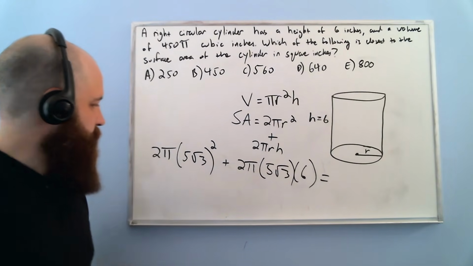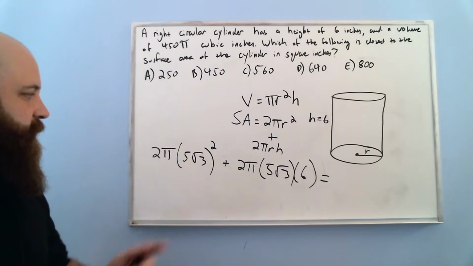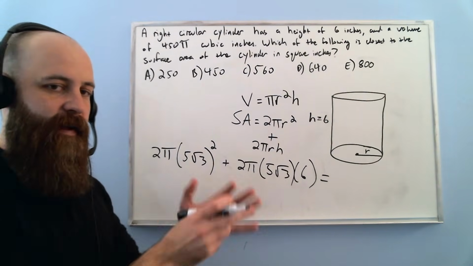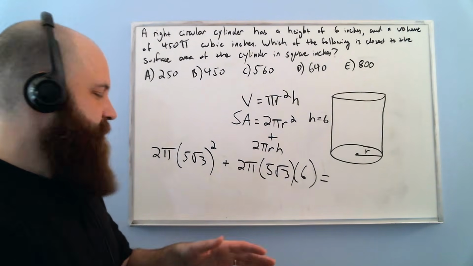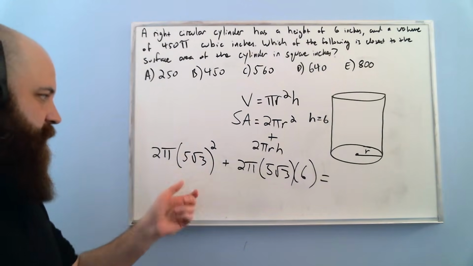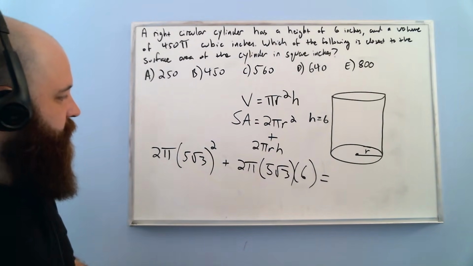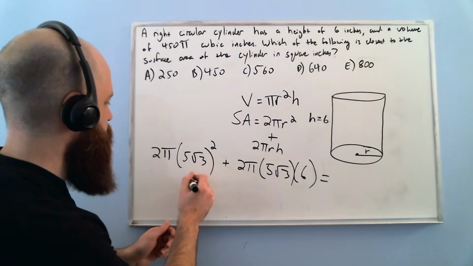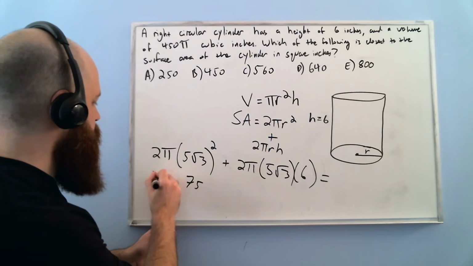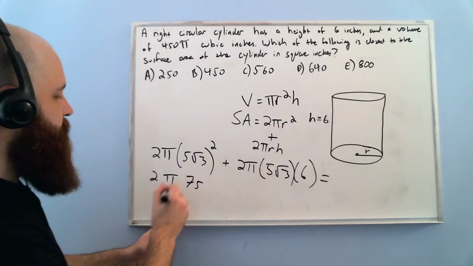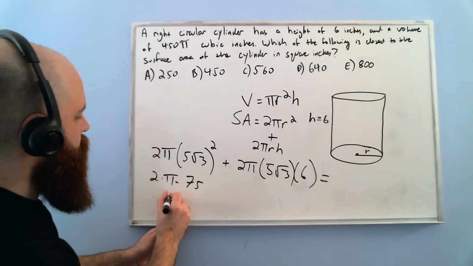So what's next? Well, 5 root 3, I just worked with that, right? I got that the square root of 75 is 5 root 3. If I go the other way, it should give me 75, right? 5 squared is 25. Root 3 squared is 3, so 25 times 3 is 75. So 2 pi times 75, otherwise known as 150 pi.